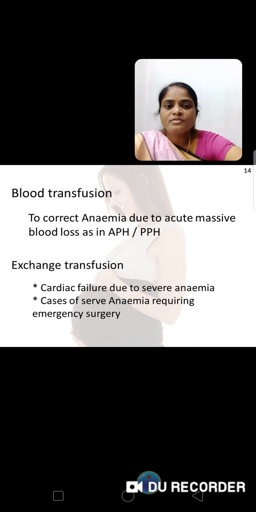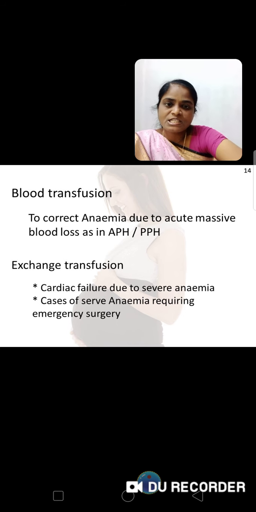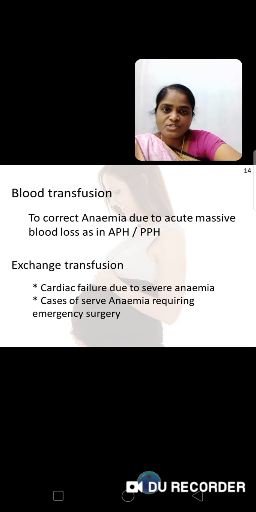And next, in case of thalassemia, sickle cell anemia, and severe cases, APH, PPH and all, we have to do blood transfusion for the anemia, which is very important. Here, in very bad medical conditions, we may go for a blood transfusion.